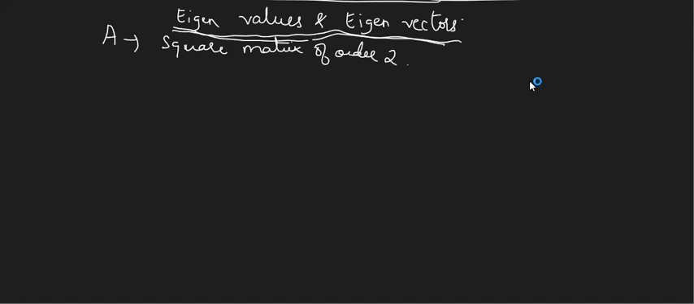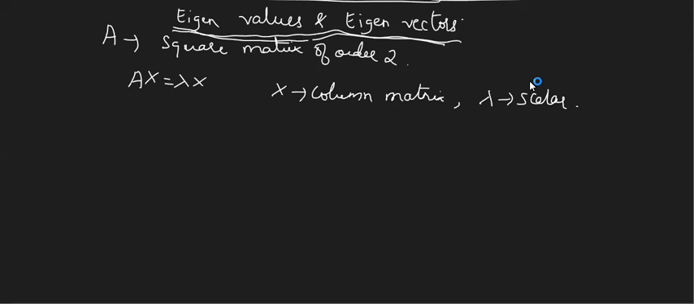Eigenvalues and eigenvectors, we can find them only for square matrices. It may be of order 2 or order 3. Suppose for a square matrix A, you can find a non-zero column matrix X and a scalar quantity lambda, such that Ax is equal to lambda x. If this equation is satisfied, then we call x the eigenvector, sorry, lambda the eigenvalue.